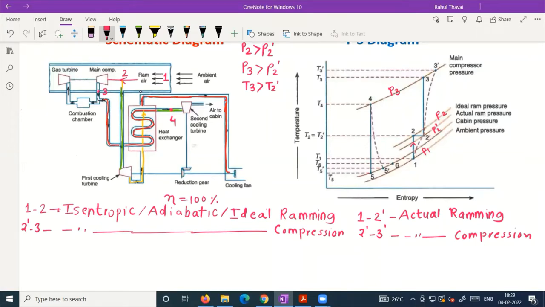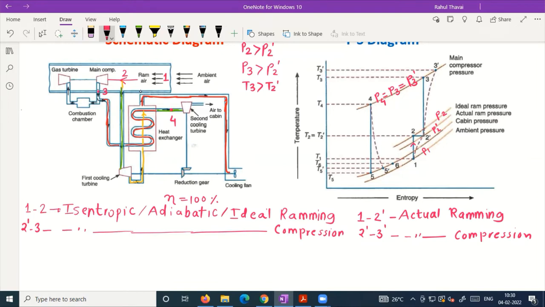The reason is that in the heat exchanger, the air gets cooled because it loses heat, and when it loses heat, its temperature and entropy decrease from 3 to 4. But the process of heat exchange occurs at constant pressure. Whether you take the pressure at point 3 or at point 4, it is the same. The pressure at the exit of the heat exchanger is the same as the pressure at the inlet.